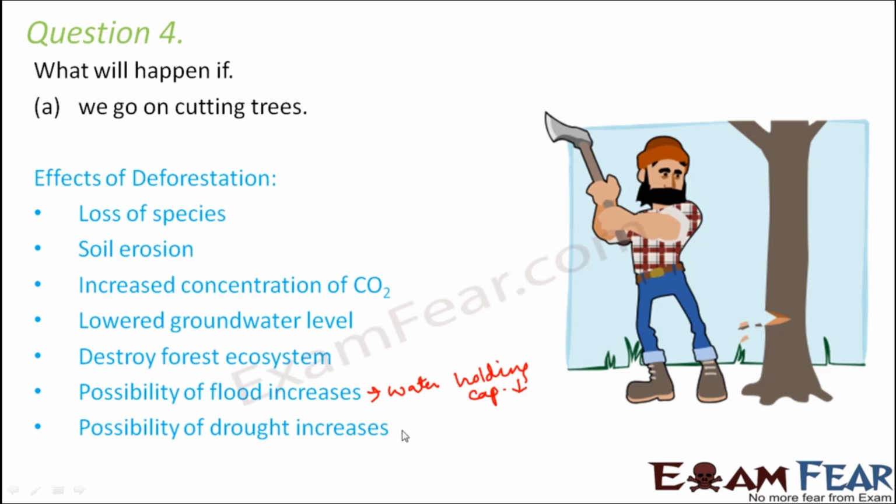And why does the possibility of drought increase? That's because plants also contribute. So the contribution of moisture decreases, because plants used to release some water into the atmosphere by the process of transpiration. But now when the plants are not there, the contribution of moisture into the atmosphere decreases. Now less moisture in the atmosphere would mean fewer clouds, would mean less rainfall, that is possibility of drought. So these are some of the adverse effects of cutting down trees.